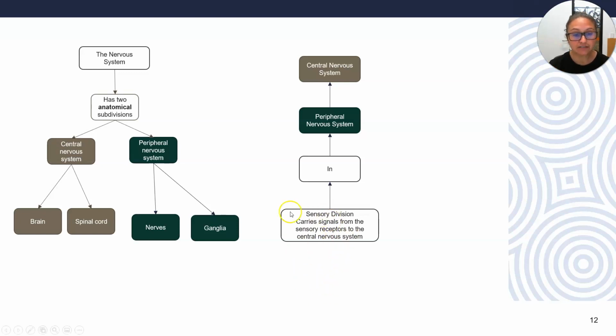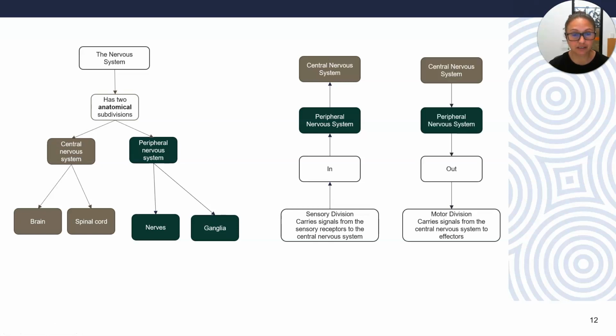The sensory division deals with information coming in. So information comes in, goes there, and ends up there. That's the first functional subdivision. The second functional subdivision is the motor division. And the motor division deals with information coming out.